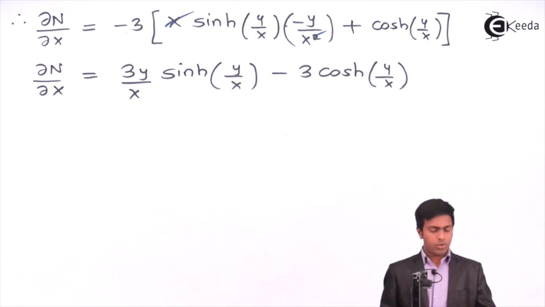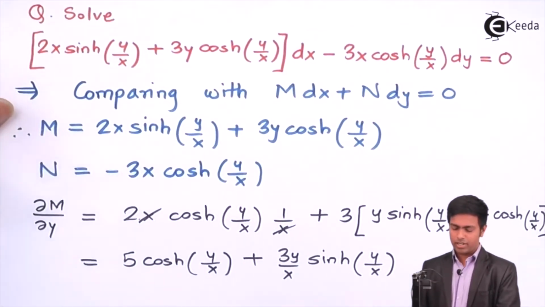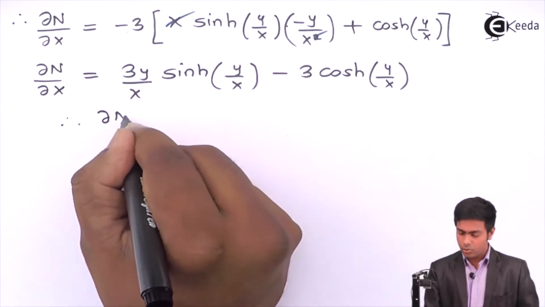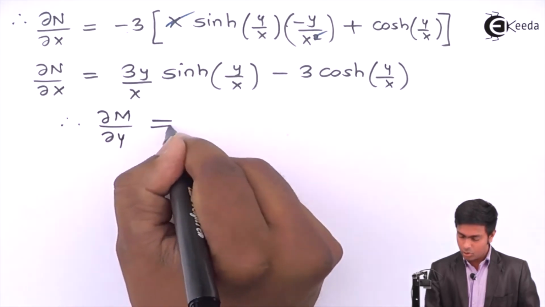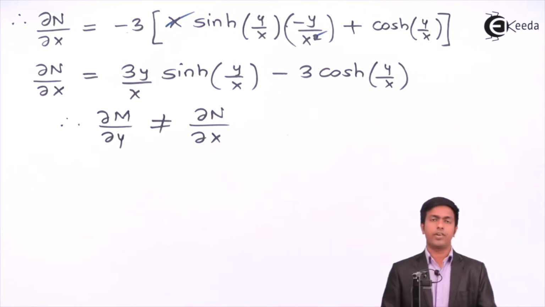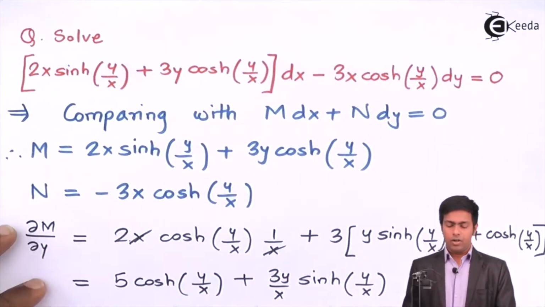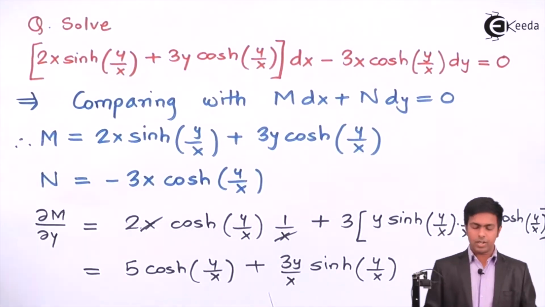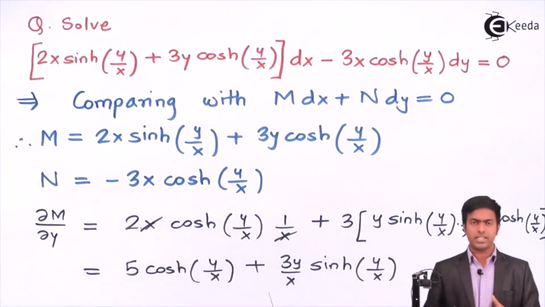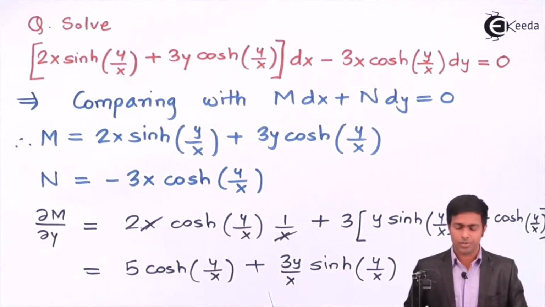Now guys, let's observe the value of ∂N/∂x and ∂M/∂y. They are not equal. So therefore ∂M/∂y is not equal to ∂N/∂x, and therefore the given differential equation is not exact. So now it's clear that the given differential equation is not exact, and hence we cannot find the solution of this given differential equation by the method of exact differential equation.